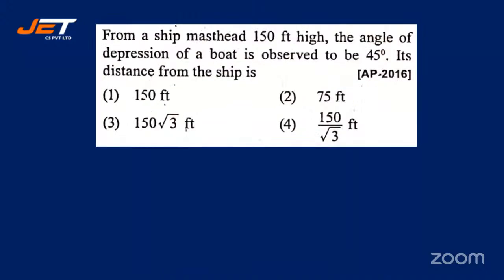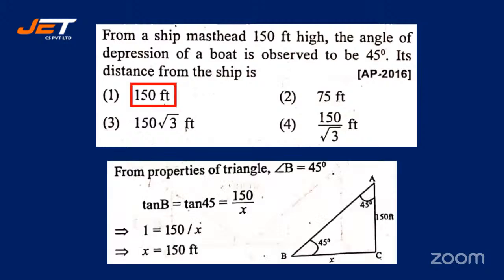All right, see the next question. From a ship masthead 150 feet high, the angle of depression of a boat is observed to be 45 degree. Its distance from the ship is, which means adjacent side is asked. Always distance, mostly distance means adjacent side. All right, students. So opposite side is 150, adjacent side is asked, and it is observed from 45 degrees. So tan 45 is opposite side by adjacent. That is 150 by x is 1. Therefore, x is equal to 150 feet. Right? So similar sums we have done. So hope you would have got the answer for this.